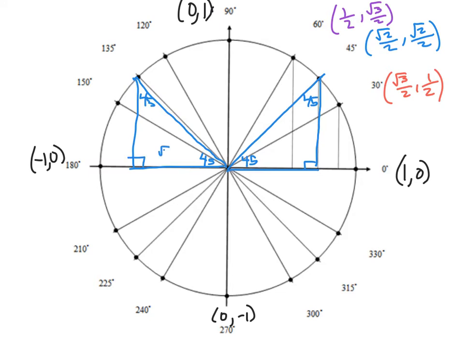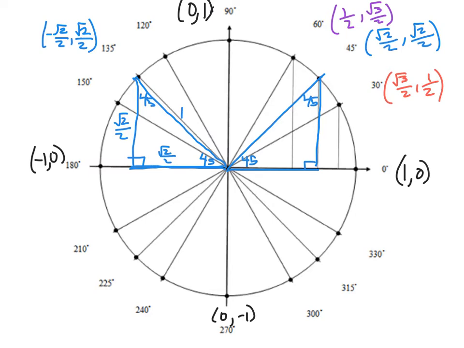Now I know, of course, that this side of the triangle is radical 2 over 2. This side is radical 2 over 2, and of course the hypotenuse is 1. Now watch how this is going to work. To get to this ordered pair right here, to that point, I'm going to have to go along the x-axis in the negative direction. So I'm going to have to say that my x-coordinate is negative radical 2 over 2. But since my y-coordinate is still moving up, I'm going to say that the y-coordinate is positive radical 2 over 2, and that's what the ordered pair is at 135 degrees.